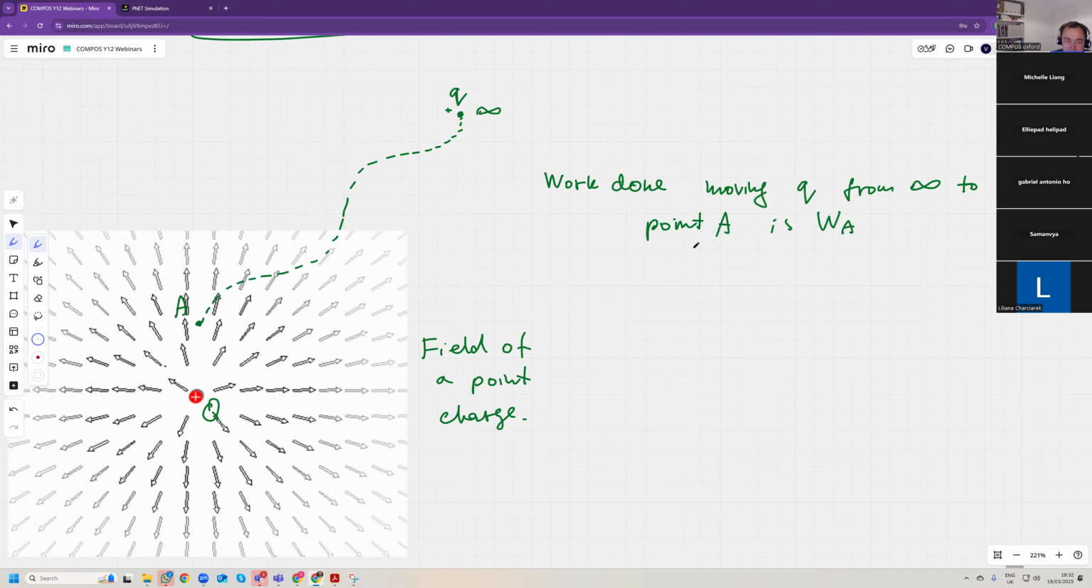And we've already seen that that work is Q divided by 4 pi epsilon naught A, where A is this distance.